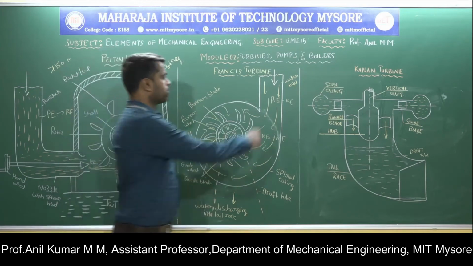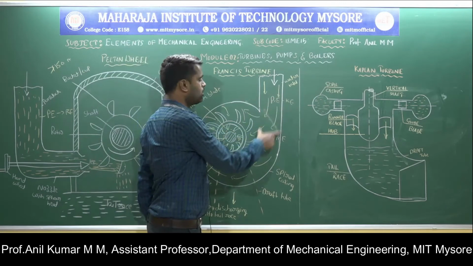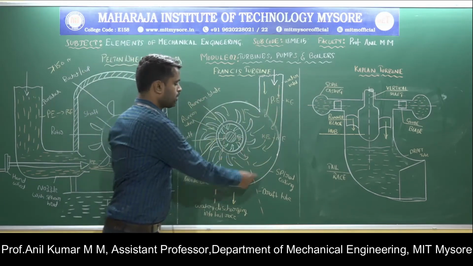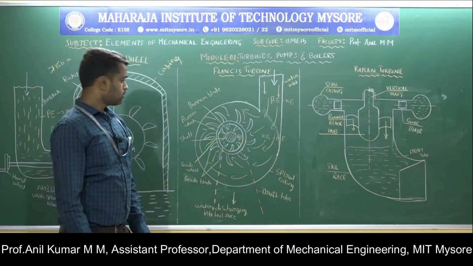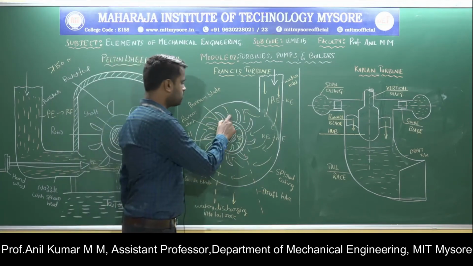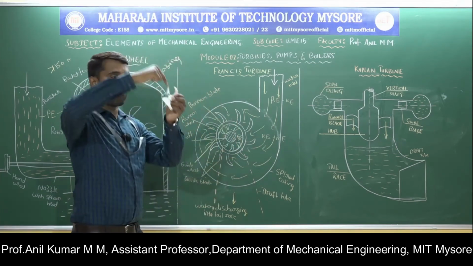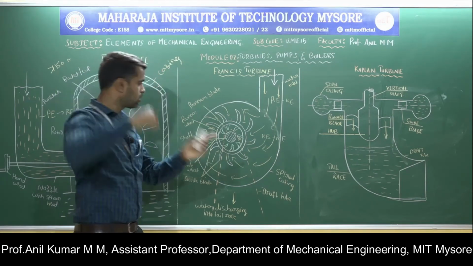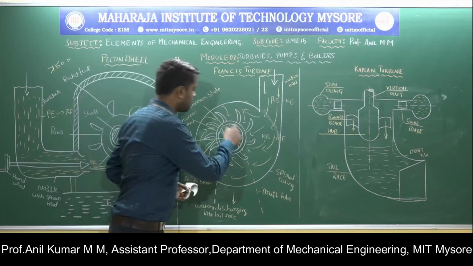Okay, initially the water from the reservoir, having high potential energy, will enter into the spiral casing through the penstock. In that spiral casing, part of the potential energy gets converted into kinetic energy. After that the water enters into the guide blades, and these guide blades will guide the water to flow over the runner blades in the radial direction. The water strikes the runner blades in the radial direction. At that time the impulsive force will be acting on the runner blades. So this impulsive force sets the runner to rotate.